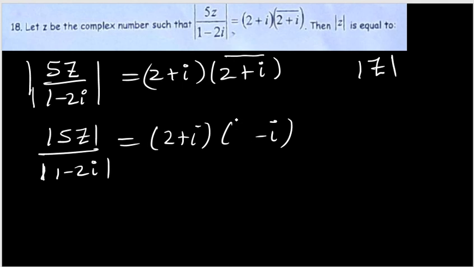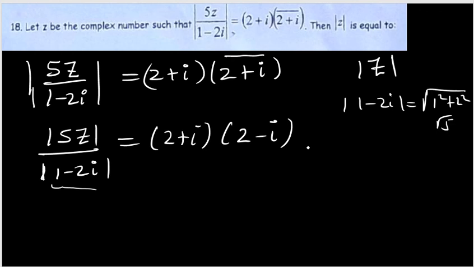Now the right hand side is just a constant, because when you multiply the two, they are conjugates of each other. It's going to be 2 square plus 1 square, that's 5. And the down part here also, the modulus of 1 minus 2i will be the square root of 1 square plus 2 square. That is radical 5. Here also this constant can be extracted. So what I have in the numerator, 5 modulus of z, the whole over square root of 5 is equal to 5.